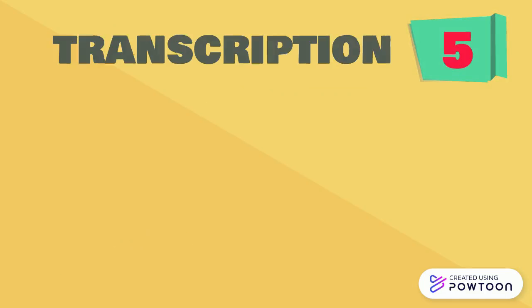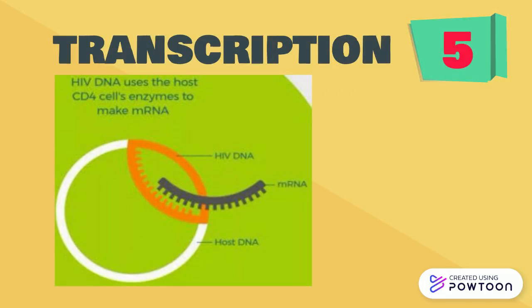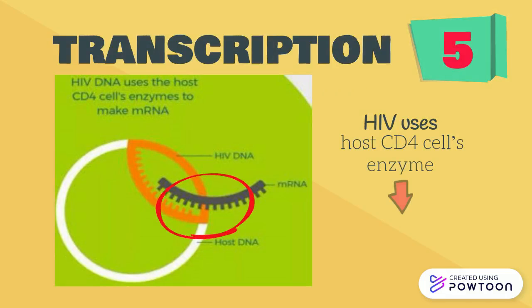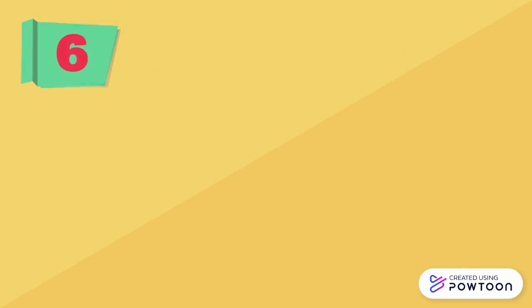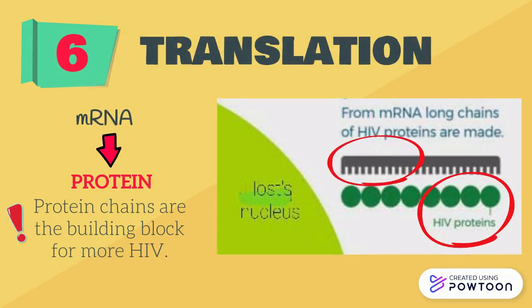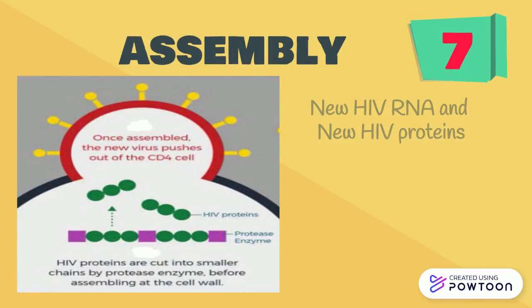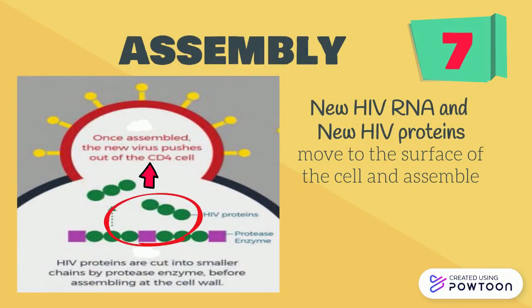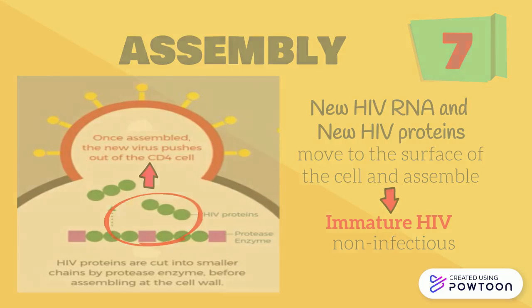5. Transcription. Once integrated into CD4 cell DNA, HIV uses the host CD4 cell's enzyme to make mRNA. 6. Translation. The long chains of mRNA will be translated into proteins. The protein chains are the building blocks for more HIV. 7. Assembly. New HIV RNA and new HIV proteins move to the surface of the cell and assemble into immature HIV, which is non-infectious.